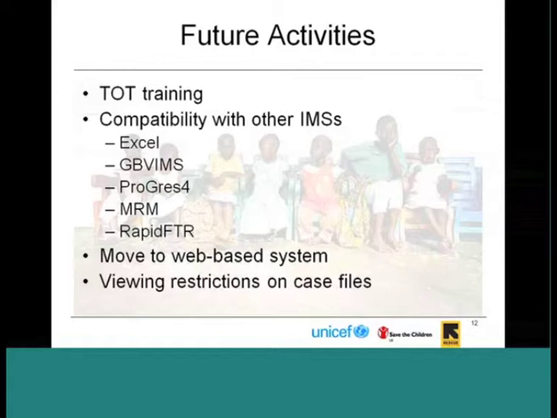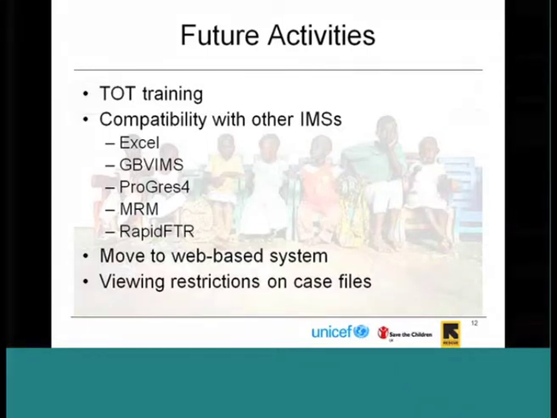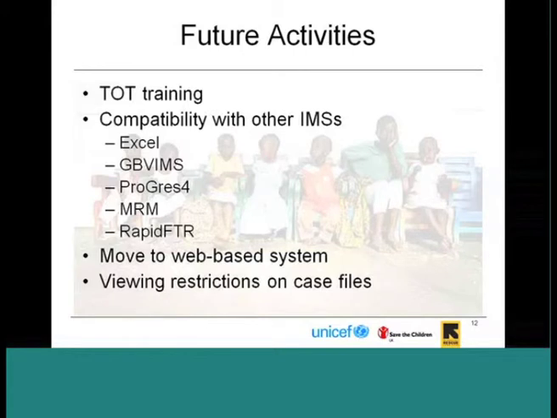And we're also looking at the compatibility with other IMSs. What we're really looking at the moment is the programmatic needs for this compatibility. So what are the reasons, from a programmatic level, for the CPIMS communicating and sharing information electronically with the GBV IMS, with Progress 4 from UNHCR, with the MRM IMS that's being developed, and with the Rapid FTR?